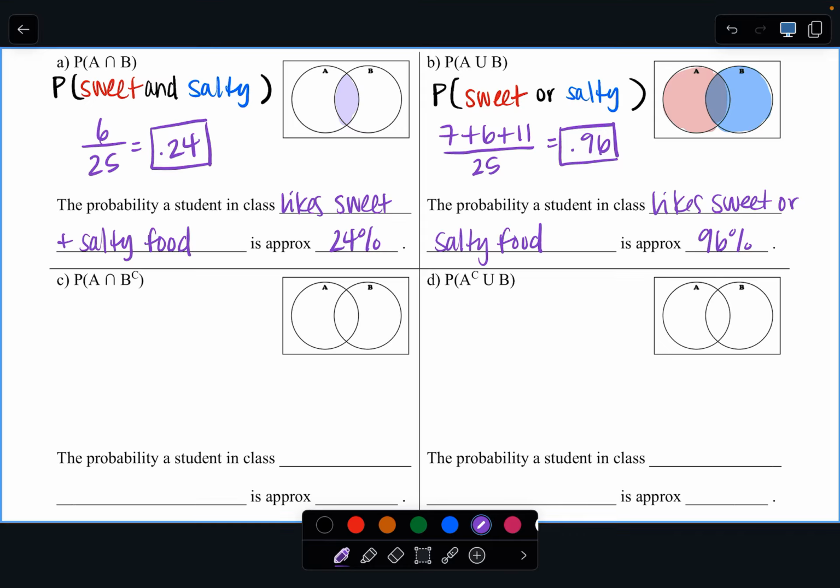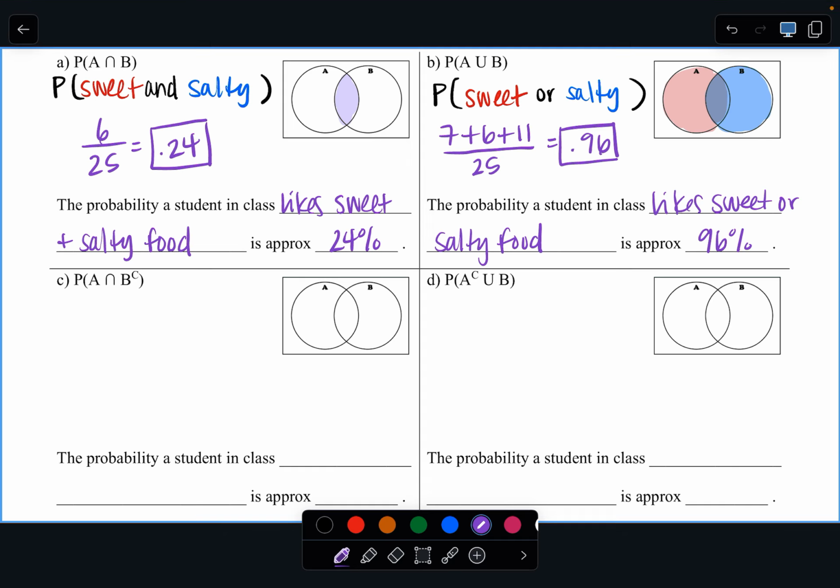Now, if the question happens to give you the symbols, when you interpret the sentence, you have to bring it back to the context of the question. You can't just say the probability of P, A union B is approximately this. If they ask you to interpret, they want you to take it to the context of the question. So we have A or B.